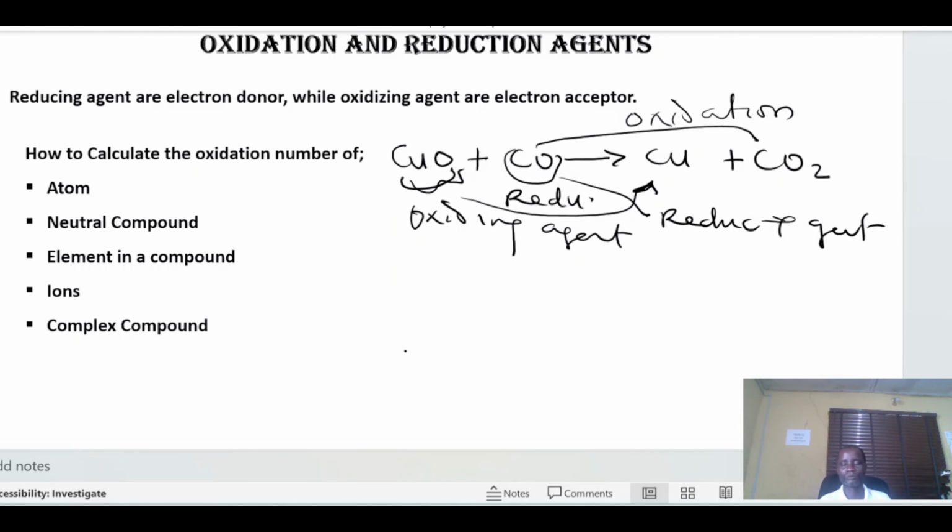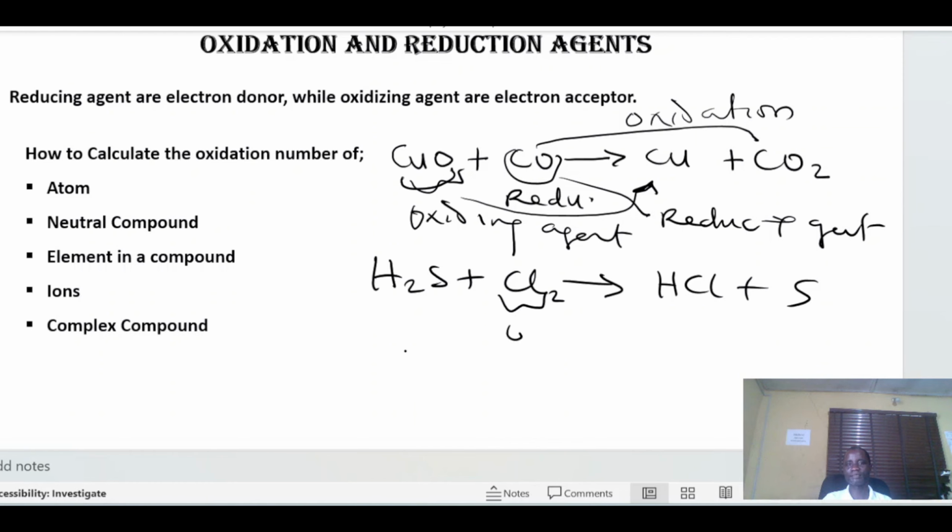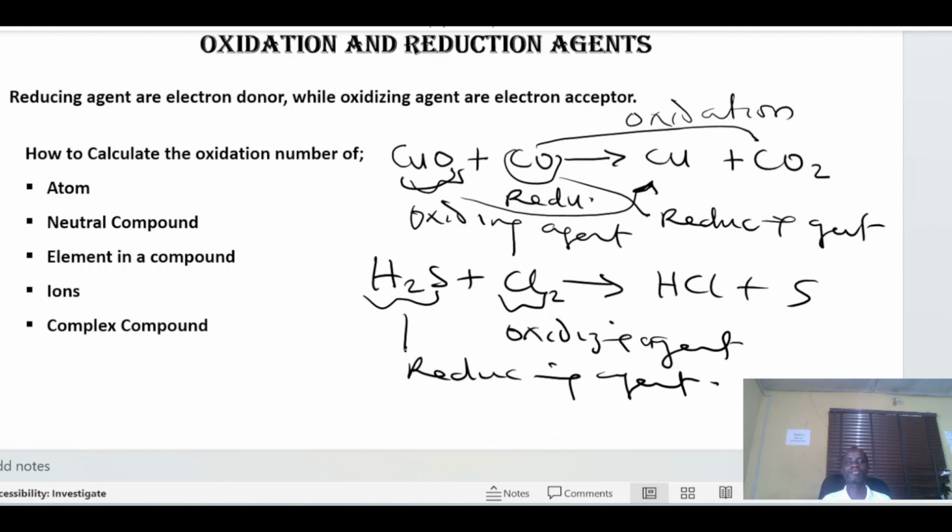These are the way how you can identify. Also, in another reaction, you can also use H2S plus chlorine molecule, where you have HCl plus sulfur. In this case, chlorine is the oxidizing agent, while H2S is a what? Is a reducing agent. Reducing agent.